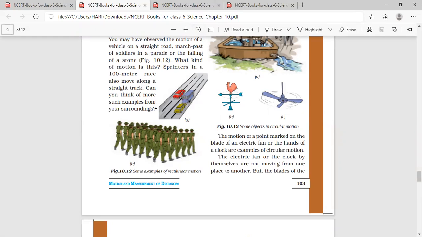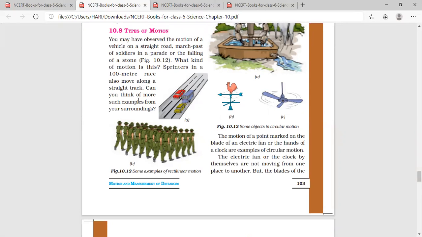Here some examples of motions are given, like the vehicles on a straight road. Here you can see the vehicles moving on a straight road, march past by the soldiers, or the stone falling from a height, or a fruit falling from a tree, or the sprinters. Sprinters means the runners. They are running along a 100-meter track. These are all examples of a type of motion which takes place on a straight line.